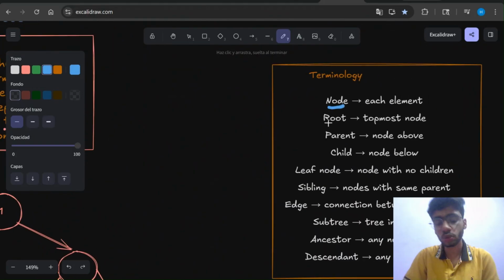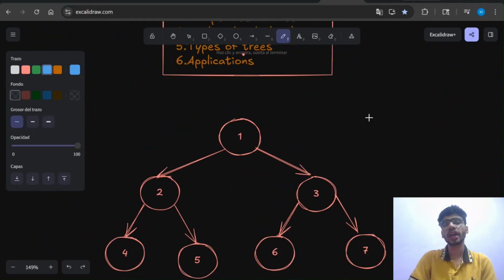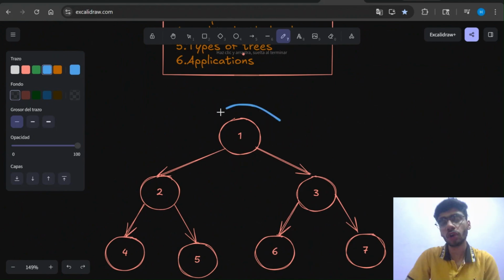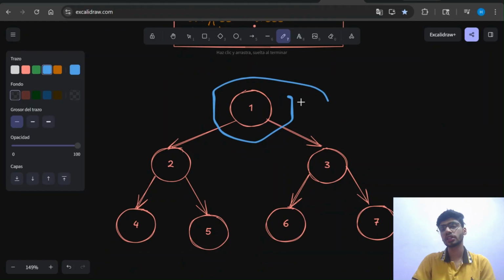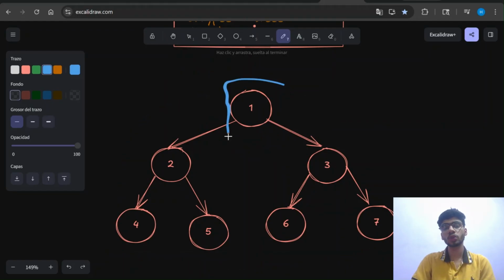Root. The topmost node or topmost element of a tree is called the root of the tree. When we do traversals, we do traversals from the root only, because from the root we can access the whole tree. So this is the root of the tree. The topmost element of the tree is called the root of the tree.